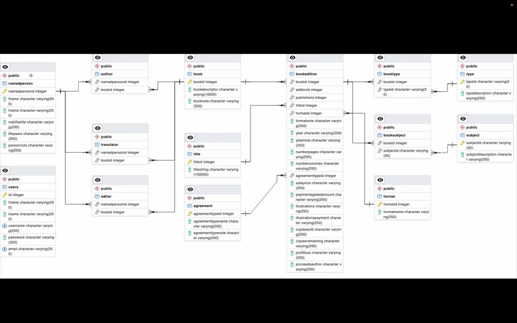And then over here we have the named person. So this has their nobility title, their life years, a person note, and then this informs the author, the translator, and the editor of the book. And then we have one that's not linked to any of the others, which is the users. Now, I should point out that every database has a description of the database that's also not linked to any of the other tables in an ERD, but exists nonetheless.